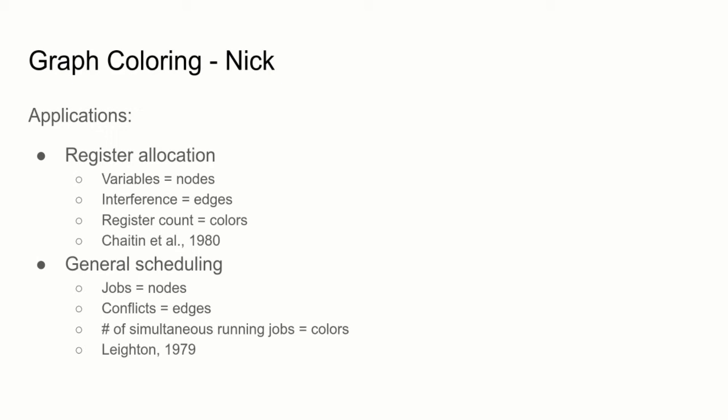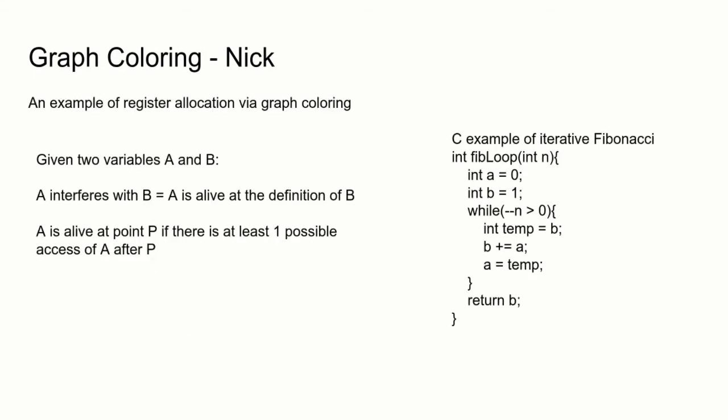Now, in the case that the coloring fails, you can use spillover code to assign variables to memory. You can also use graph coloring for a broader scheduling algorithm. That is, you can say that each node is a job, each conflict between jobs is an edge, and the number of simultaneously running jobs is the number of colors. And in that case, if you cannot color the given graph, you have to start removing edges or removing nodes or adding more colors.